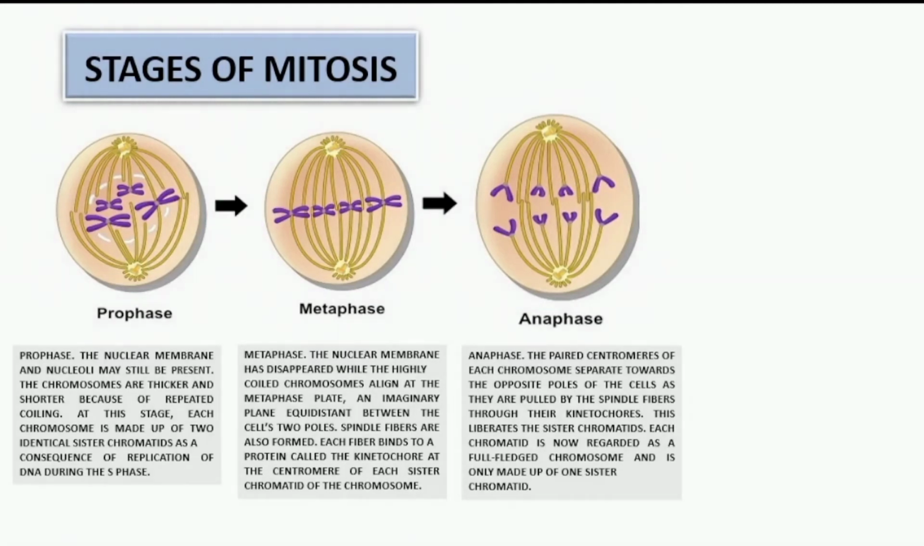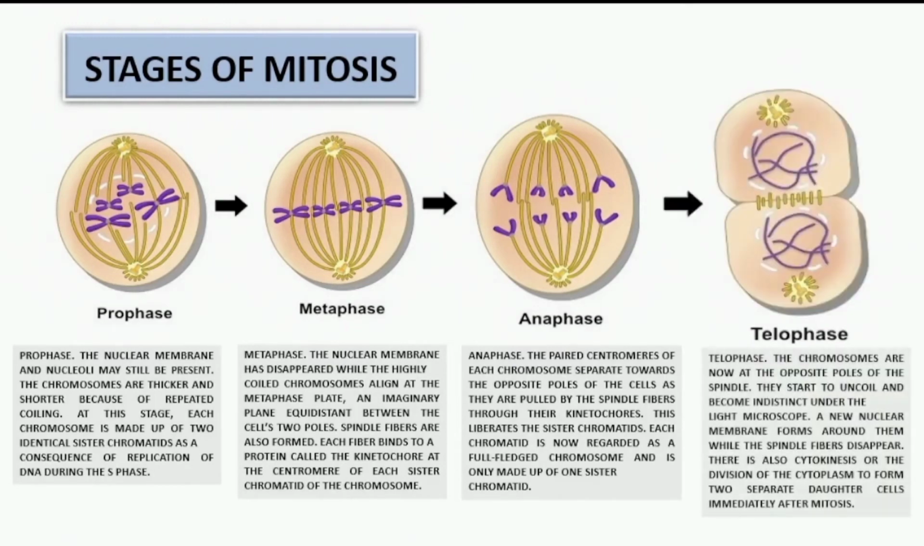And the fourth one is telophase. The chromosomes are now at the opposite poles of the spindle. They start to uncoil and become indistinct under the light microscope. A new nuclear membrane forms around them while the spindle fibers disappear. There is also cytokinesis, or the division of the cytoplasm to form two separate daughter cells immediately after mitosis.